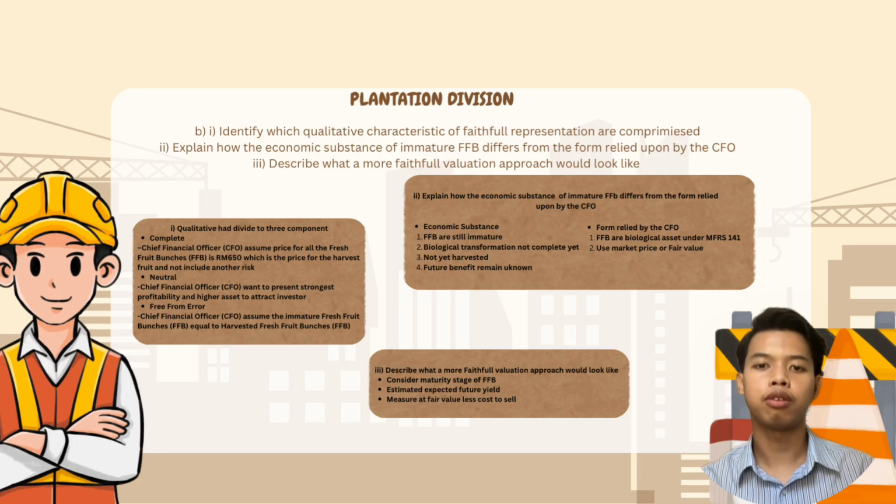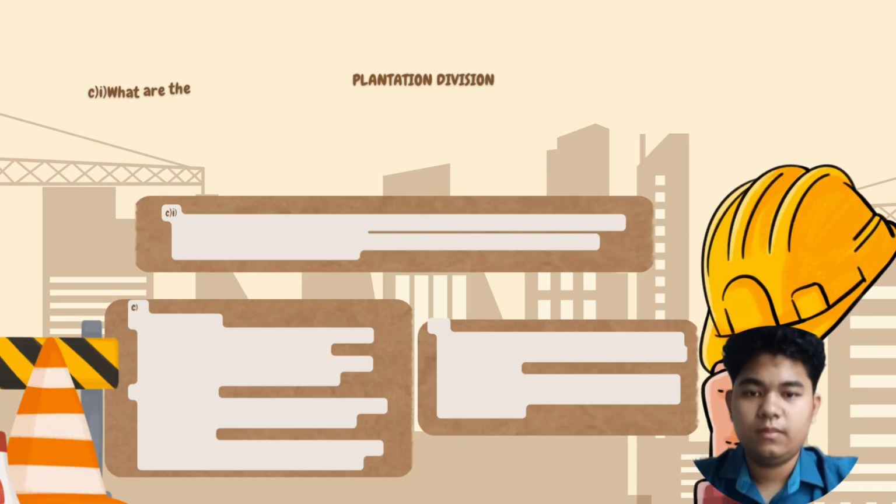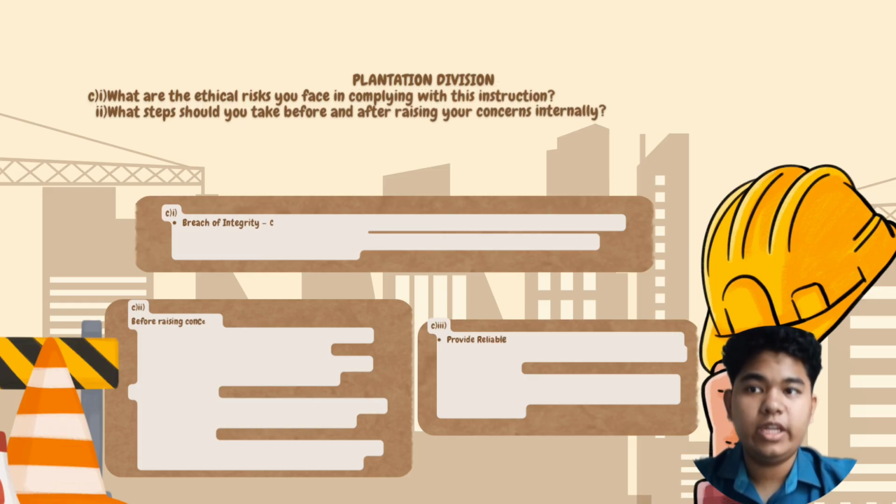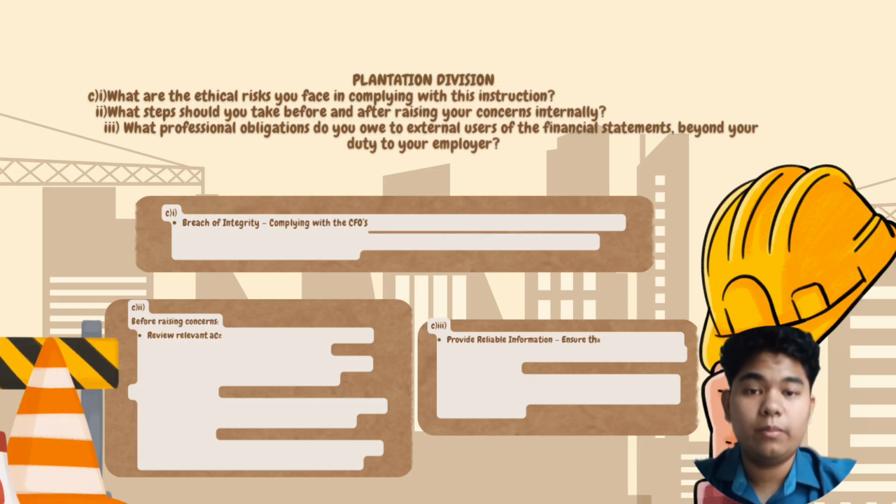Third, it is not free from error because immature FFB are valued using the market price of harvested FFB without any adjustment. Although both are biological assets under MFRS 141, immature FFB are still undergoing biological transformation. Therefore, a more faithful valuation should consider the maturity stage and biological risk, and measure the asset at fair value less cost to sell.